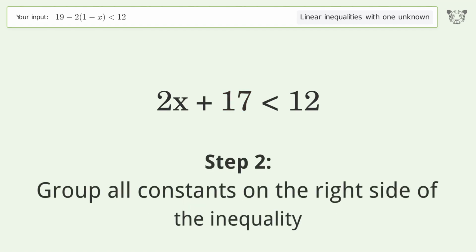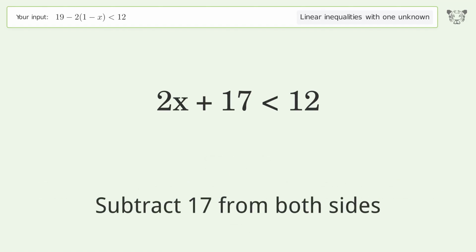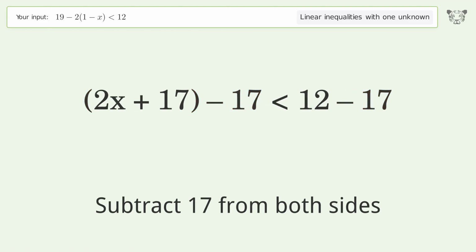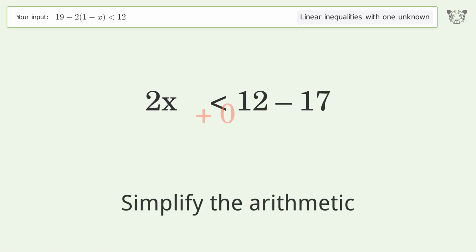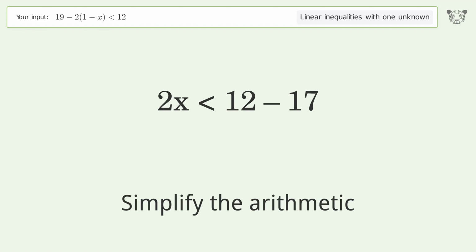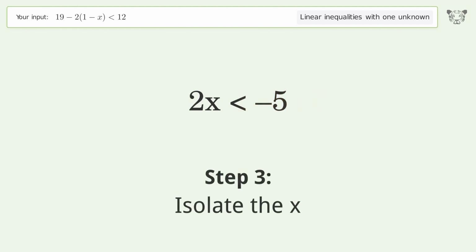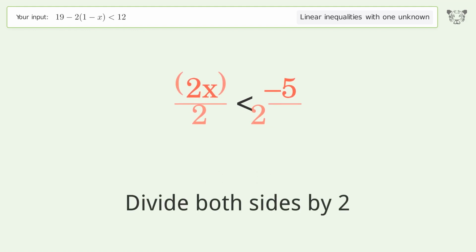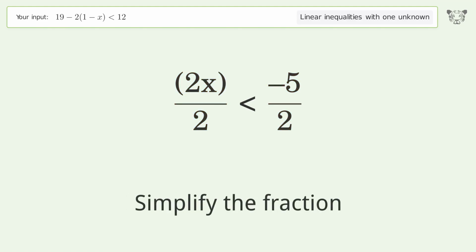Group all constants on the right side of the inequality. Subtract 17 from both sides. Simplify the arithmetic. Isolate the x. Divide both sides by 2. Simplify the fraction.